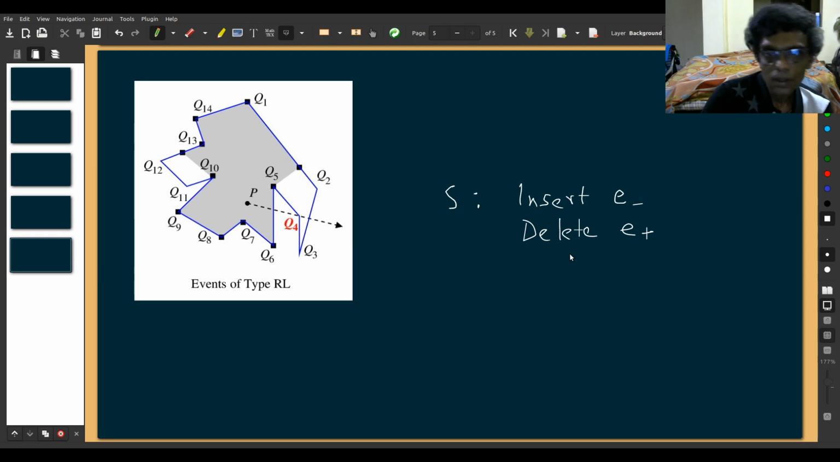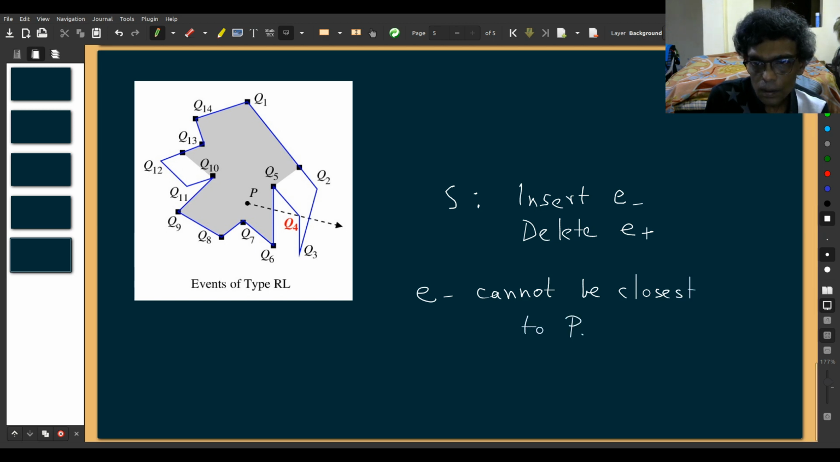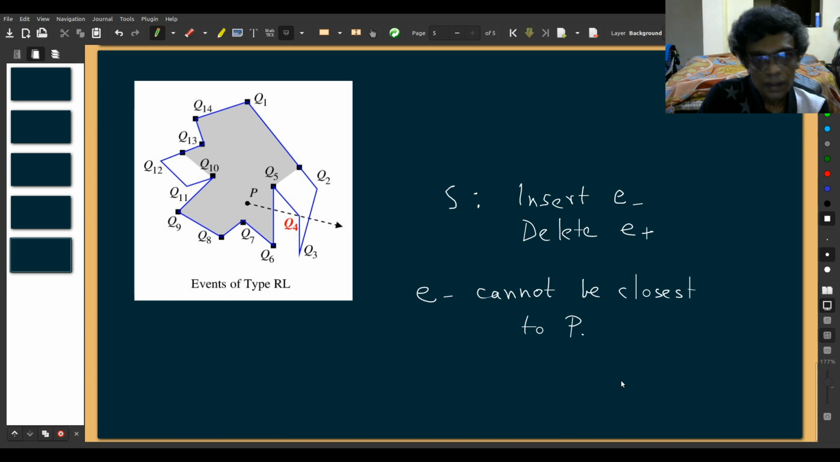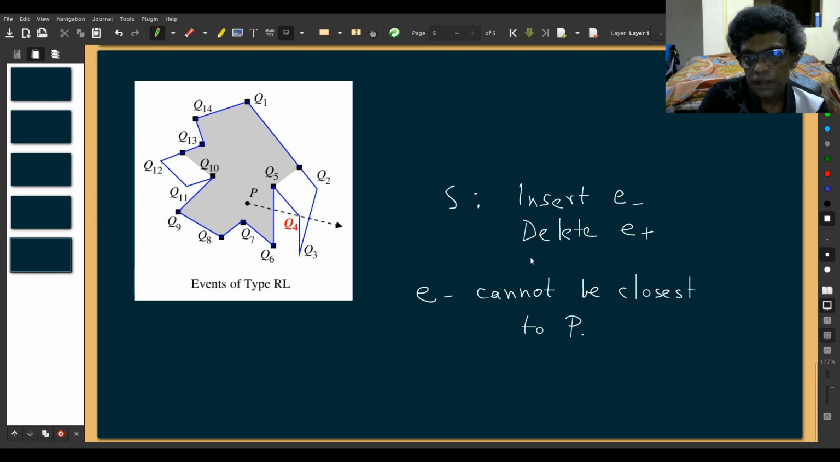Okay. So in this case, E minus cannot be closest to P. So there is no question of adding any point to the output polygon. So this event is even simpler than LR. This is remove, insert and this is insert, remove.